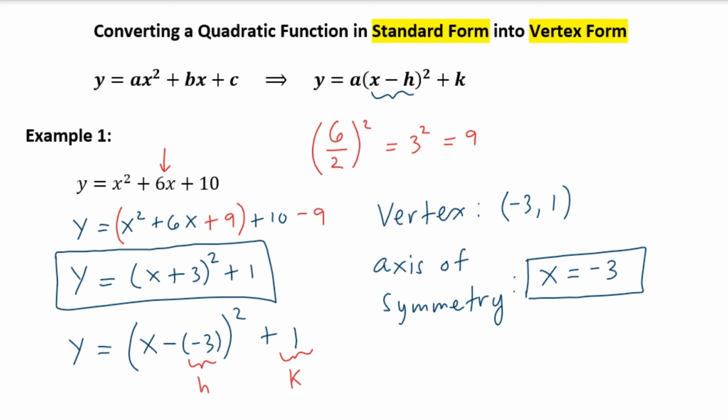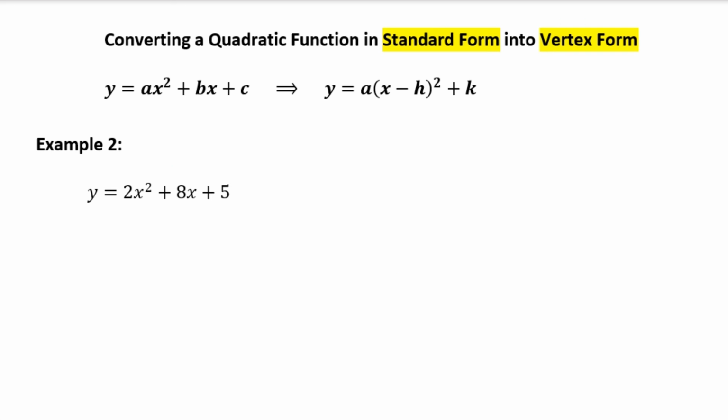Let's have our second example. Let's take y equals 2x squared plus 8x plus 5. Unlike the first example, the leading coefficient in this function is positive 2. But we want the leading coefficient to be positive 1. So let us divide both sides by 2. If we divide both sides by 2, we cancel the 2 in the leading term and come up with an equivalent function y over 2 equals x squared plus 4x plus 5 over 2.